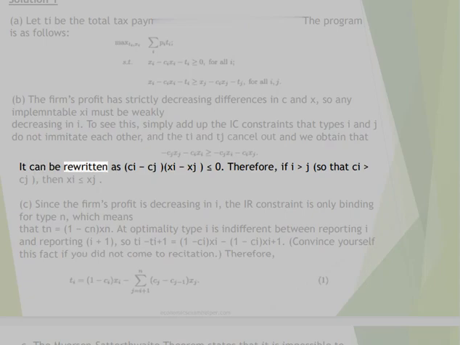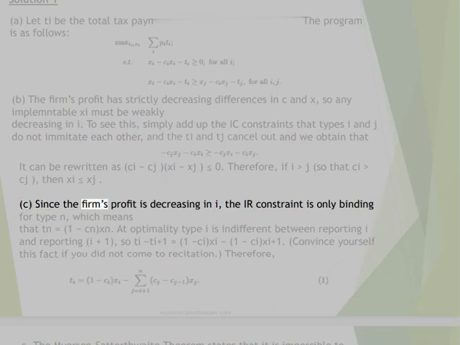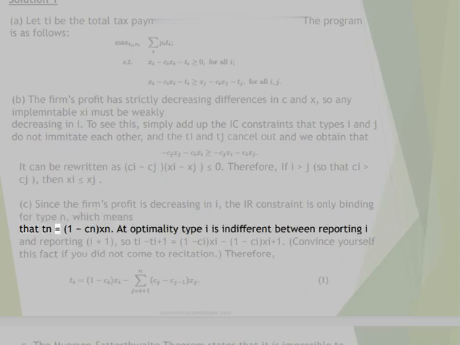It can be rewritten as (C_I minus C_J)(X_I minus X_J) less than or equal to 0. Therefore, if I greater than J, so that C_I is less than C_J, then X_I is greater than or equal to X_J. C. Since the firm's profit is decreasing in I, the IR constraint is only binding for type N, which means that T_N equals (1 minus C_N) X_N.